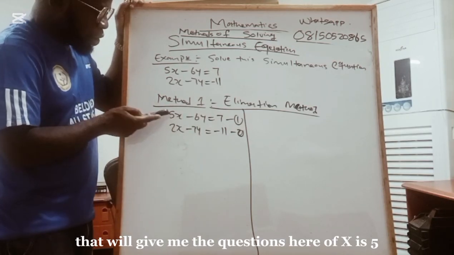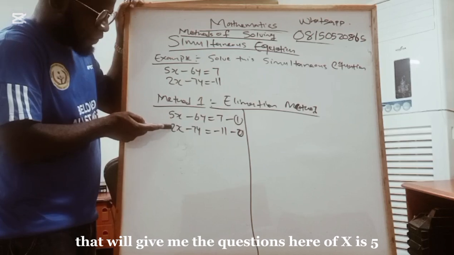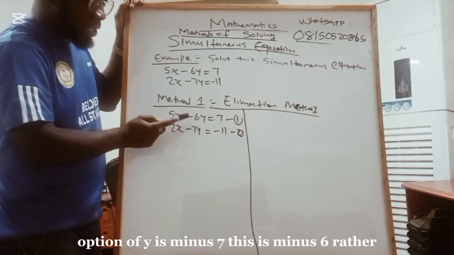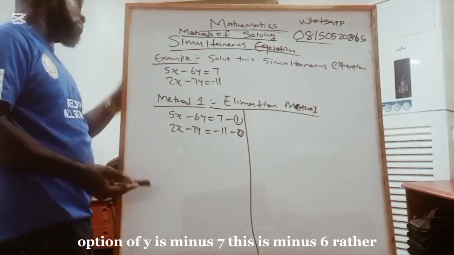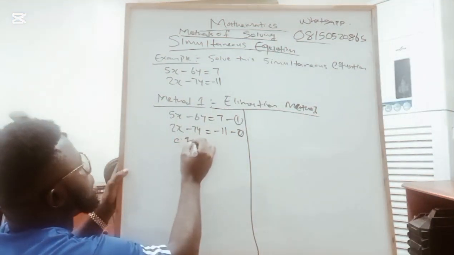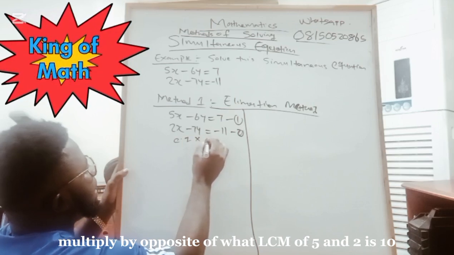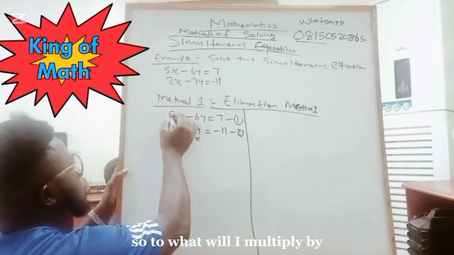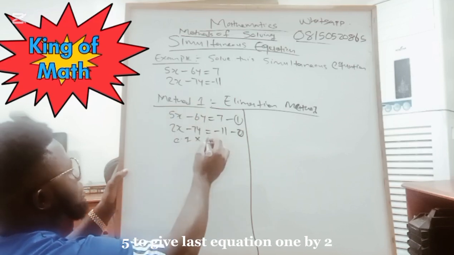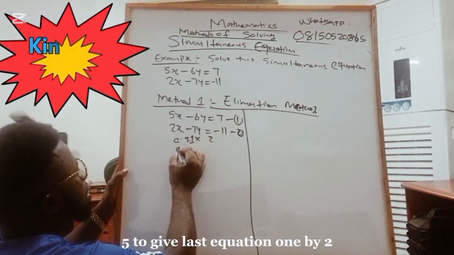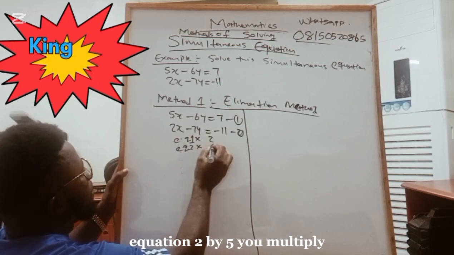The coefficient of x here is 5, coefficient of x here is 2, coefficient of y is minus 6, coefficient of y here is minus 7. So I will now say equation 1 multiplied by the opposite of what the LCM of 5 and 2, which is 10, gives. So equation 1 by 2, equation 2 by 5.